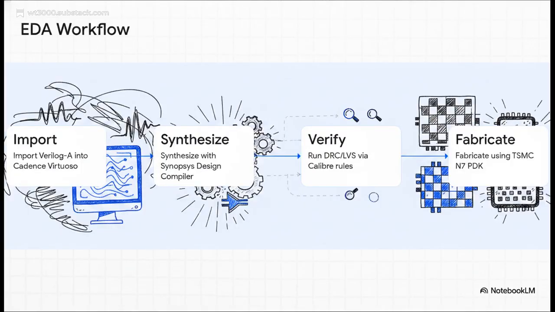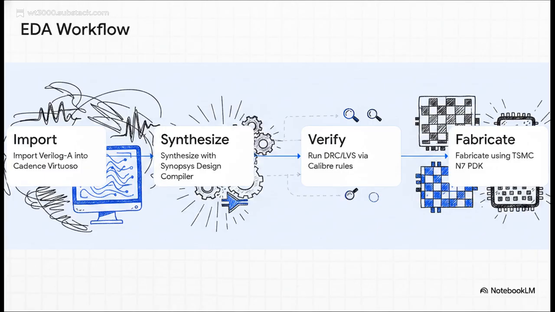And since this is real hard engineering, the pipeline is super clear. EDA engineers get a direct, highly scalable 4-step workflow. You import into Cadence Virtuoso, synthesize with Synopsys Design Compiler, verify the layouts with your Calibre rules, and finally, fabricate using the TSMC N7 PDK. It takes those abstract constraints discovered in brain data and turns them directly into a manufacturable silicon reality.